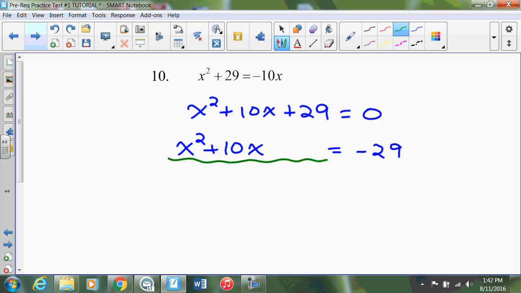So I'm leaving it blank so that I can create a perfect square trinomial on this side so that it factors really pretty. So I take 10, half of 10 is 5, 5 squared is 25. I'm not allowed to just drop in a 25 on one side without dropping it in the other side. So that's what I'm going to do.